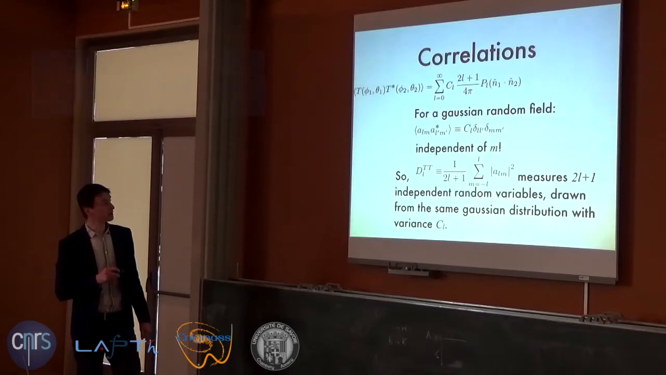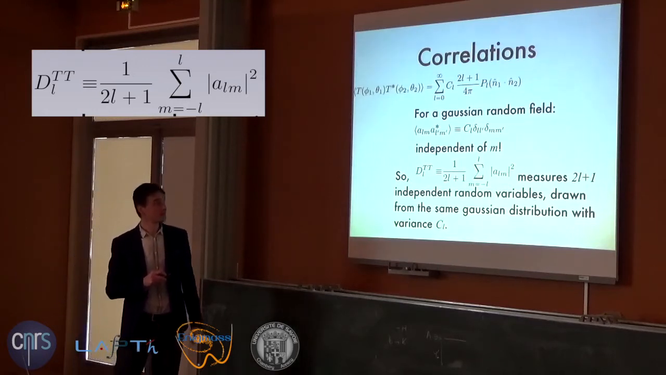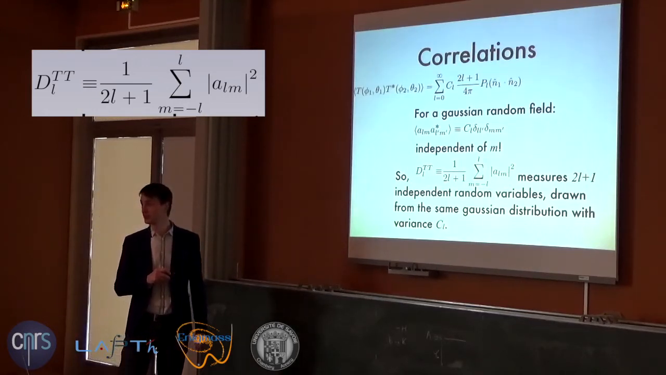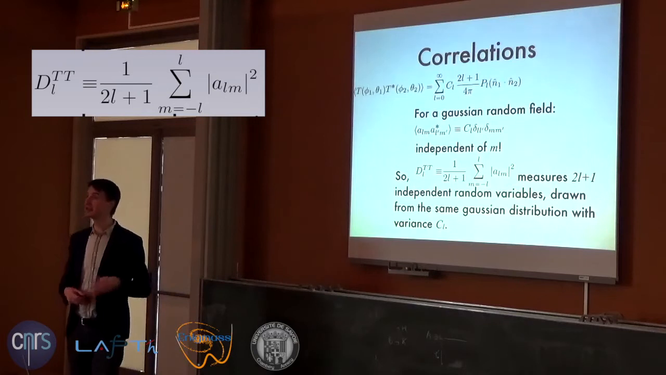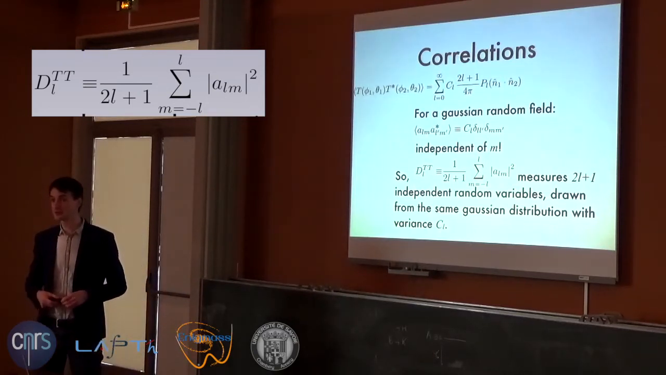So if I compute this power statistic, sum over all m, then for the larger values of l, this power statistic D_l actually measures a large ensemble of random variables that are drawn from the same distribution with the same variance C_l. But this is only true if it is a Gaussian random field that gives rise to the CMB perturbations.